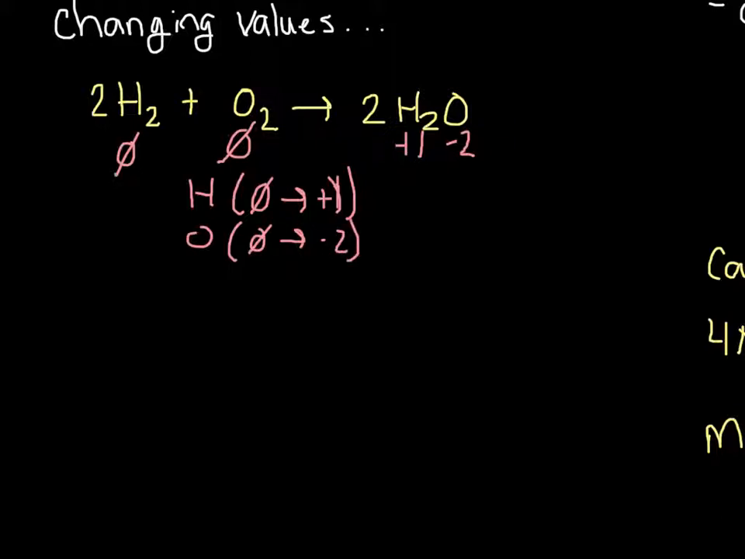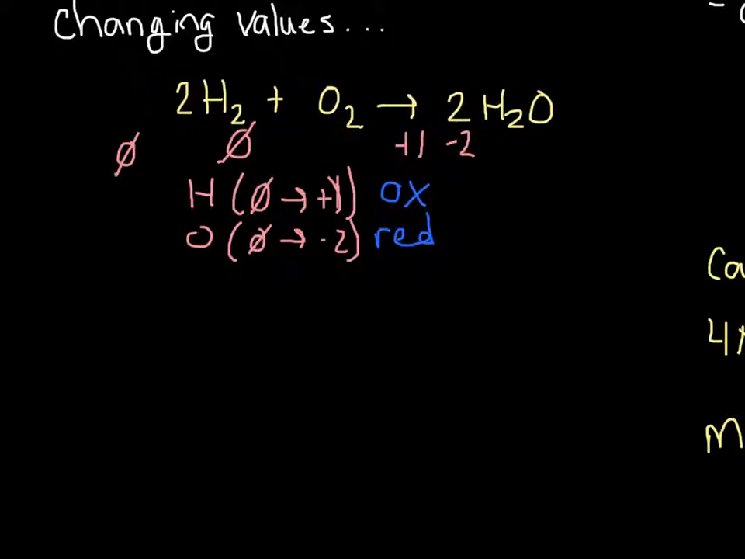So who's being oxidized and who's being reduced? Let's go back and remember. What is oxidation? Oxidation is loss, or lose electrons oxidized. Who lost electrons? The hydrogen, because it became more positive. Therefore, hydrogen is being oxidized. Reduction is gain, or gain electrons reduced. Oxygen became more negative, therefore it's being reduced. This is an oxidation-reduction reaction because there is a transfer of electrons and a change in oxidation state for elements or compounds.